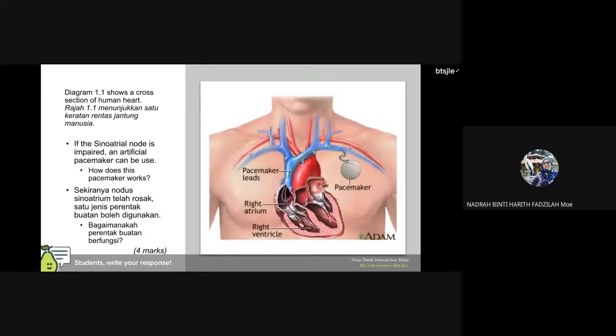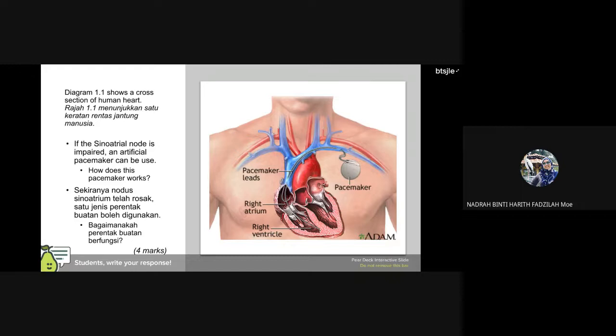So, sekarang ni, if the sinoatrial node is impaired, an artificial pacemaker can be used. Can you deduce how does this pacemaker work? Okay. Sekali lagi. If the sinoatrial node is impaired, an artificial pacemaker can be used. How does this pacemaker work? Ni basically soalan explain ya.